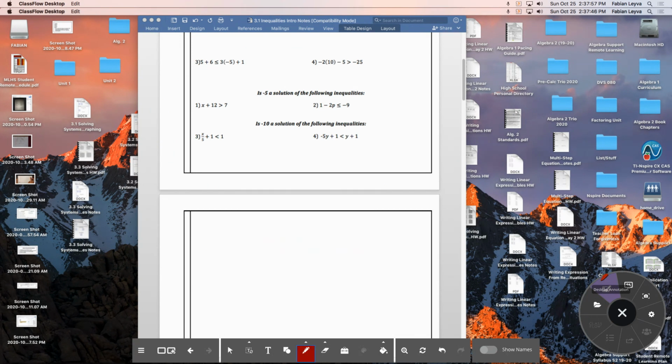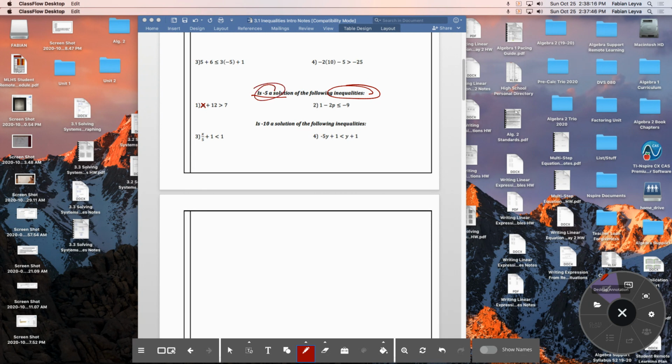All right, so this is where we left off. We're going to check to see if negative 5 is a solution for the following inequalities. So when I look at number 1 here, I notice I have x plus 12 is greater than 7. Now, I don't know what x is. I don't know if it's a solution, but I'm going to check to see if negative 5 is.